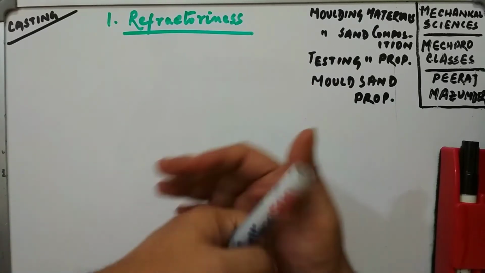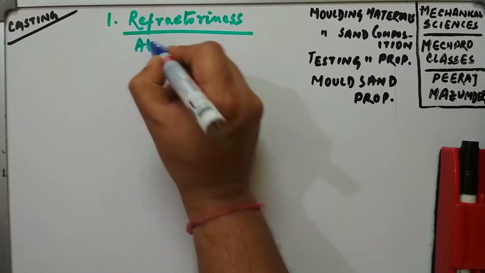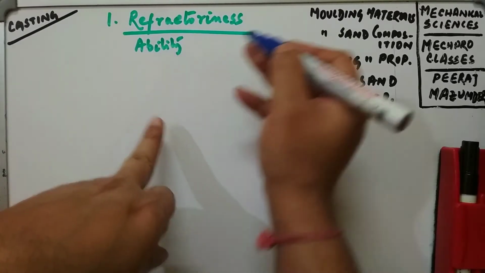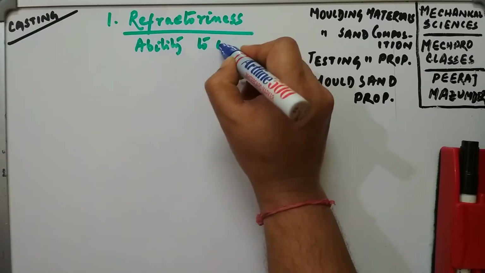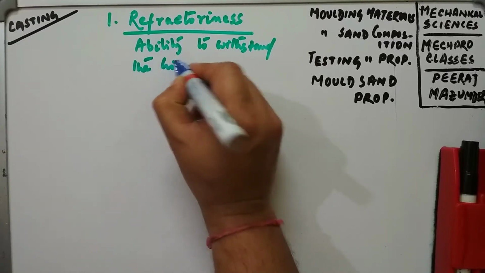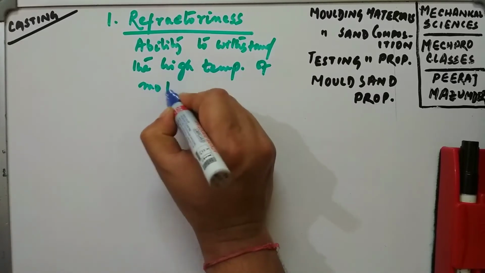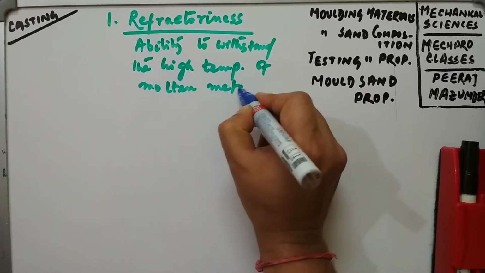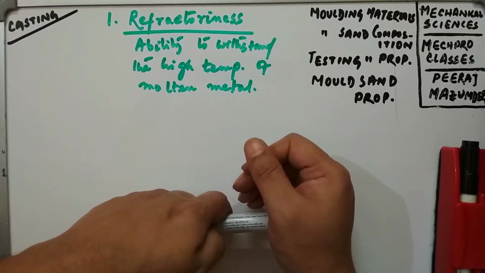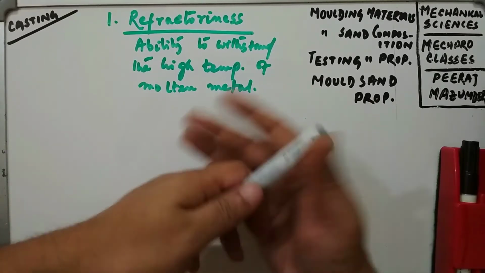Okay, now refractoriness, as I earlier mentioned, it is the ability of the molding material to withstand the high temperatures of molten metal as well. Okay, so from here you can see we generally use sand as refractory material in molding, or you can say in casting, and as sand has got its high refractoriness.